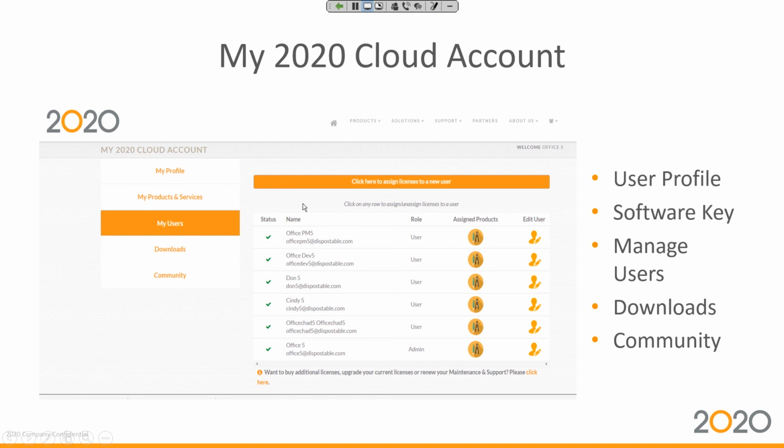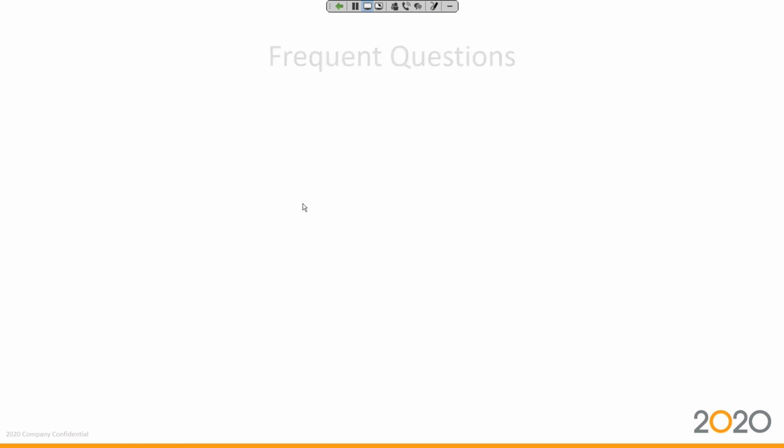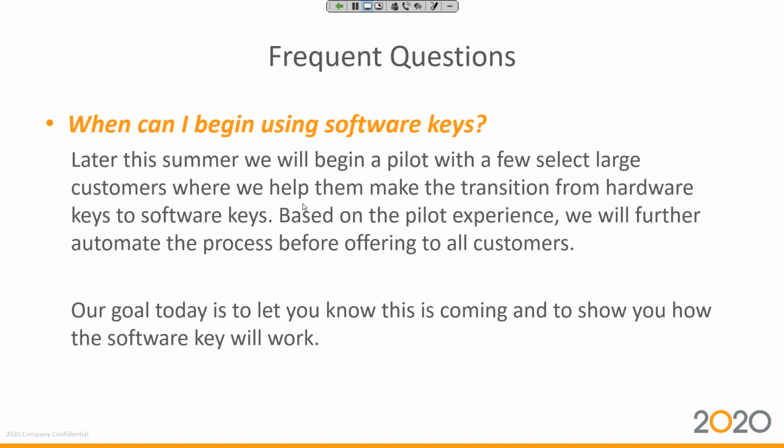So this is kind of a new concept, but it's also something that's been frequently requested of us, and we've begun working on it. So I just wanted to outline some questions that we expect to come up and some answers. So the first question is, when can I begin using software keys? Although we've done a lot of work on software keys, later this summer we're just starting a pilot with a few select large customers. And like I said earlier, there's going to be a team of people to help them make the transition from hardware keys to software keys.